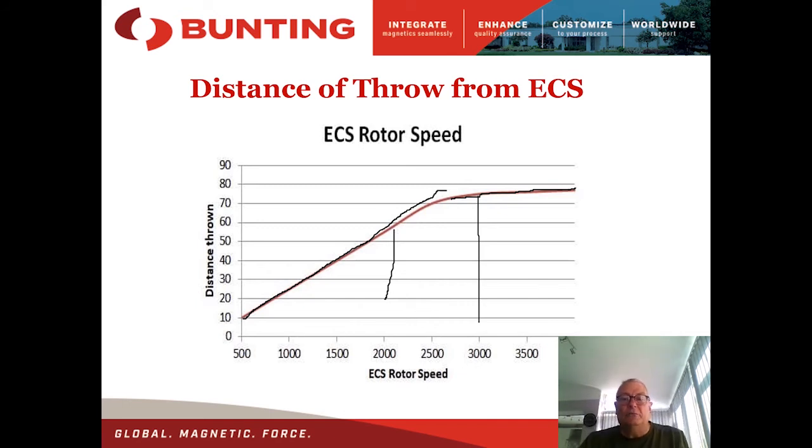Going up to 5,000, as you can see in the case of this particle, is going to have no effect on the throw whatsoever. So it's really an extra cost to the client if we manufactured at those speeds.